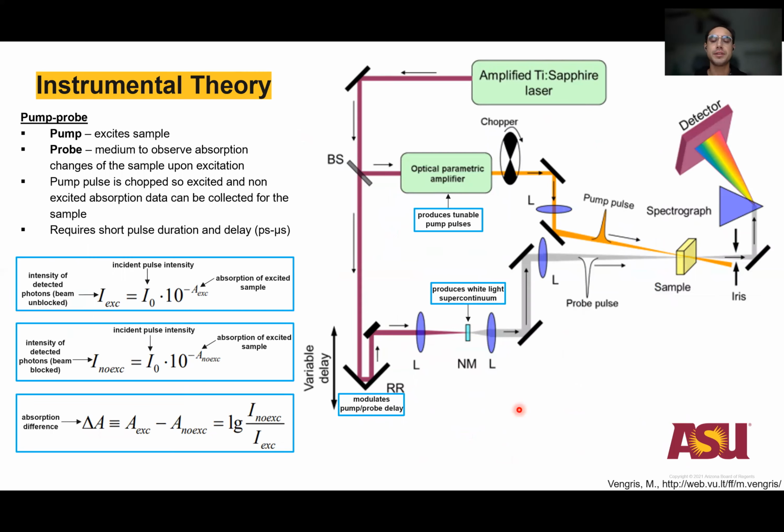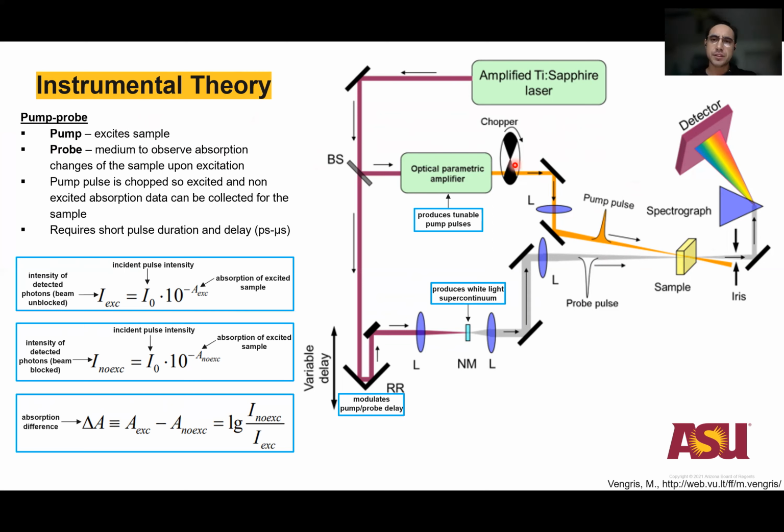So a little bit more in depth into the theory behind the instrument. Like I said before, it utilizes a pump probe method. So you have two different pulses of light, one that's a pump and the other that is a probe. The pump serves to excite your sample, and then the probe serves as a constant where you can observe changes in absorption due to excitation.